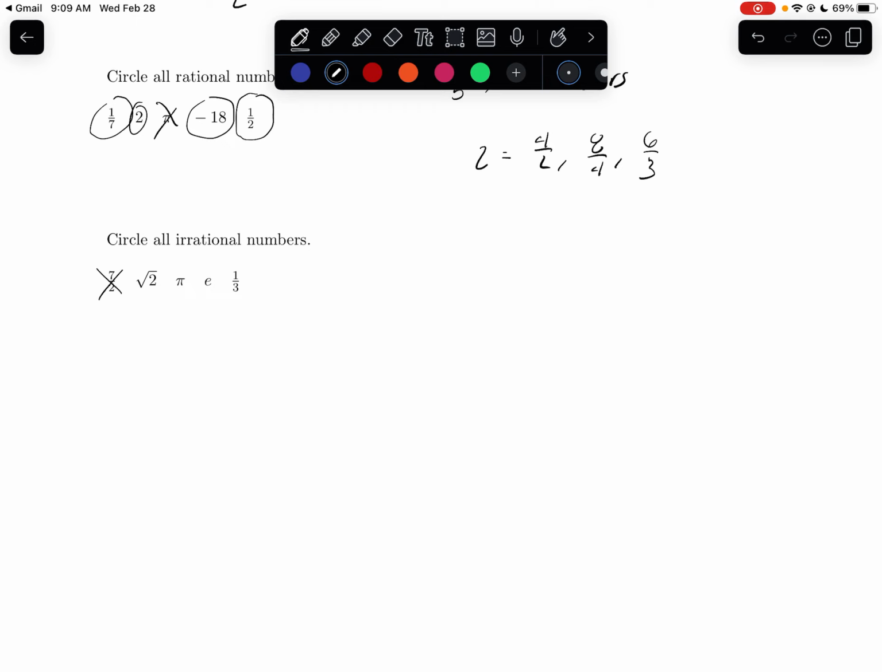The square root of 2, that is as simple as you're going to get the square root of 2. We cannot write it as an integer or as a ratio of integers, so the square root of 2 would be an irrational number. Pi is famously an irrational number, as is e. These are both irrational numbers that we have seen up to this point. And then 1/3 is written as a rational number, so we are not going to include that.